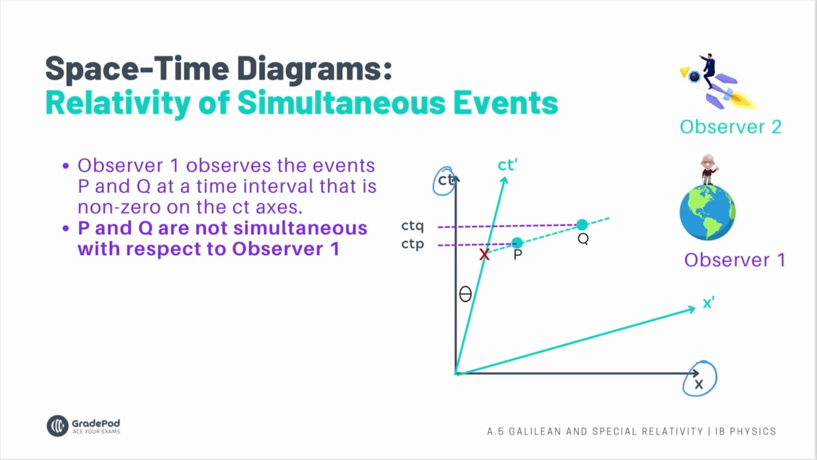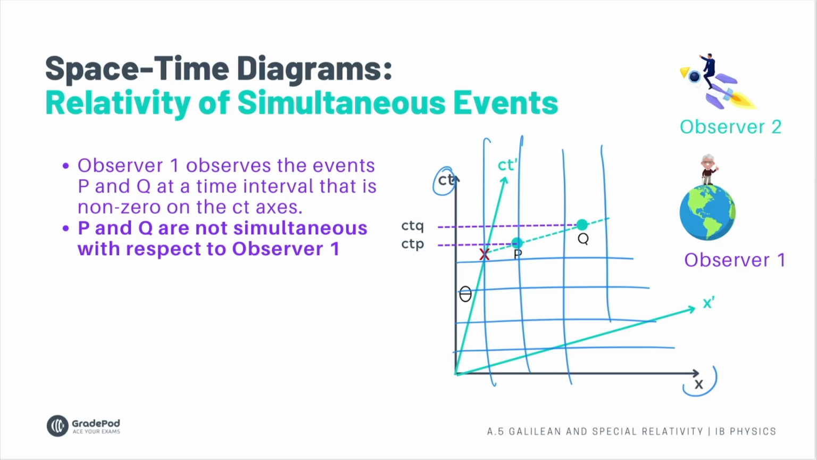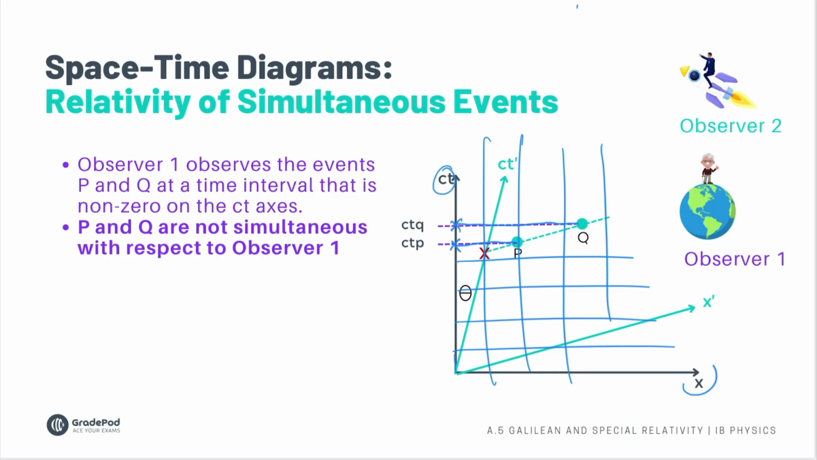And what we want to do again is extrapolate back at grid lines that are parallel to their frame of reference. So we extrapolate back here to the CT axis and back here to the CT axis. And if we go up the CT axis in time, moving forward, we see that event P happens first and then event Q happens next. So despite those events being simultaneous for observer 2, they are not simultaneous for observer 1.